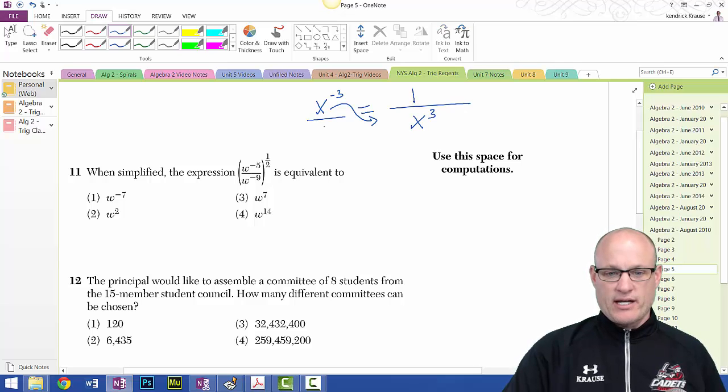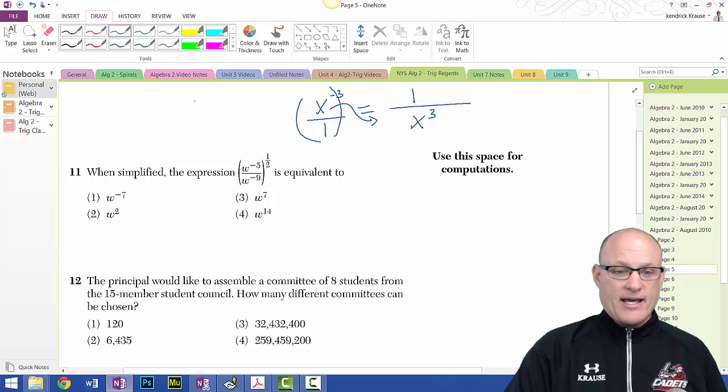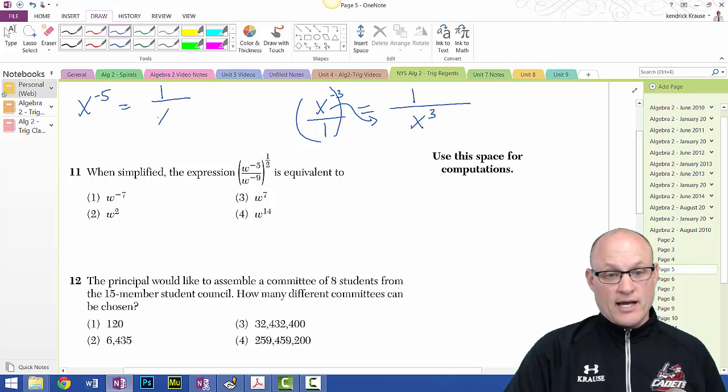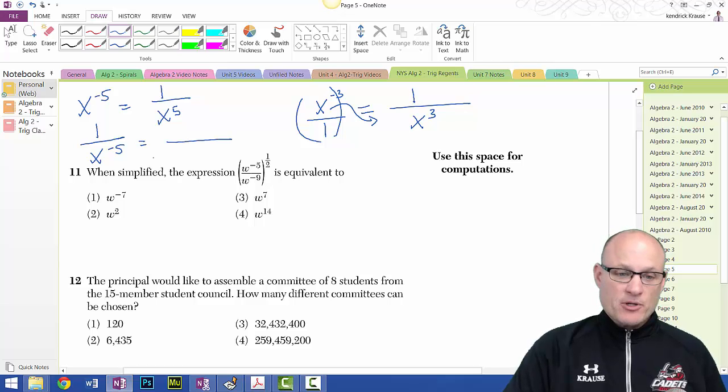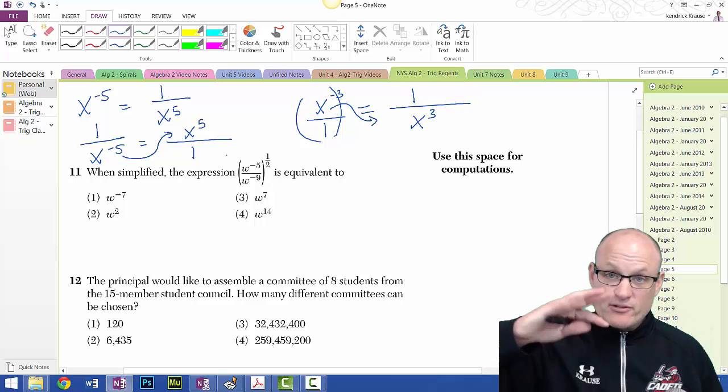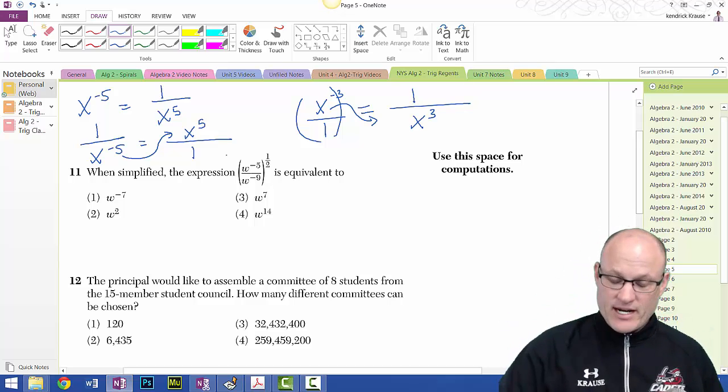Because really what a negative exponent does is take the reciprocal. If I had x to the -5, this would be equal to 1 over x to the positive 5. If I had 1 over x to the -5, it's the reciprocal. It moves up and becomes x to the 5 over 1. So negative exponents just flip things. It has nothing to do with being negative.